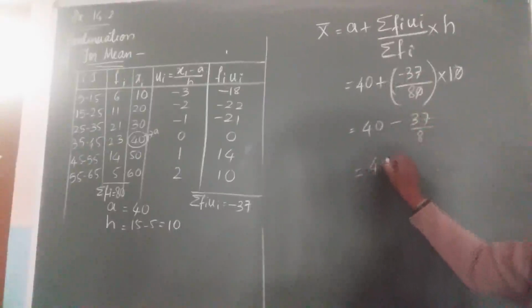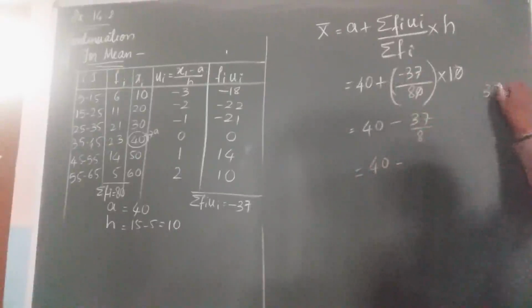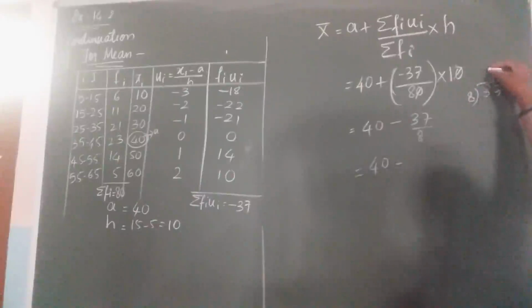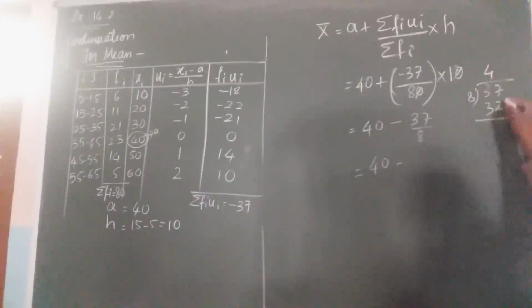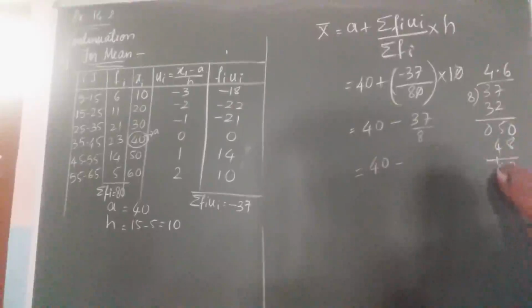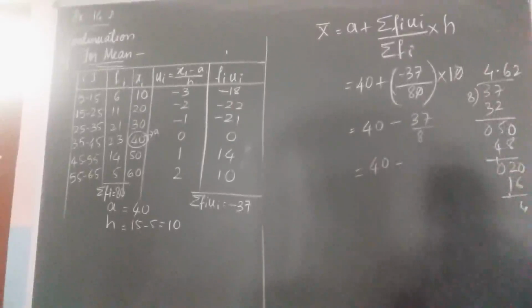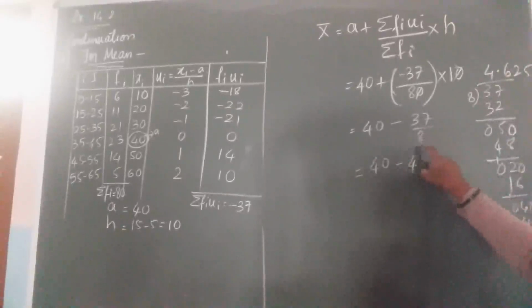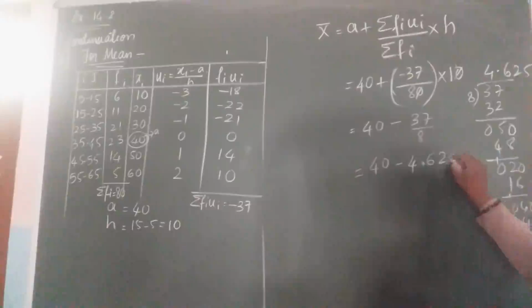It is nothing but 40 minus. Now 37 divided by 8 you have to do. 8 5s are 40, so 8 4s are 32. 32, 7 minus 2 is 5, 0, 1, 0. 8 5s are 40, 6 are 48. 10 minus 8, 2, 0, 0. Take 8 2s are 16. So it will be nothing but 4, 0. Next, 8 5s are 40. The answer is here. The division of 37 by 8 is nothing but 4.625.